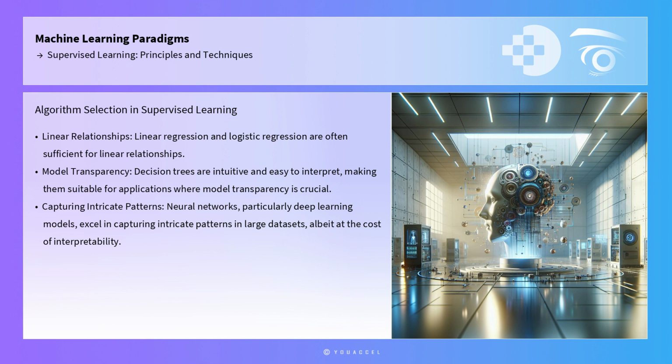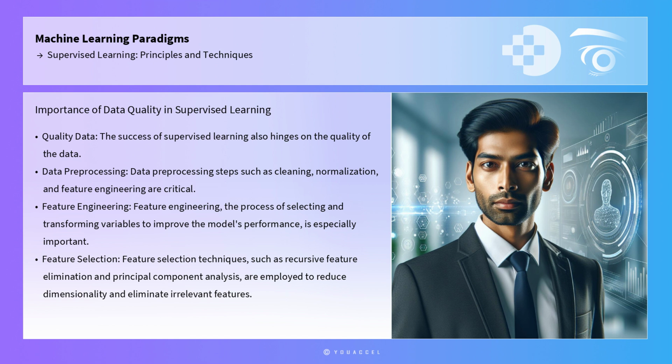The choice of algorithm in supervised learning depends on the problem at hand and the nature of the data. For linear relationships, linear regression and logistic regression are often sufficient. However, for more complex patterns, nonlinear models such as decision trees and neural networks are more appropriate. Decision trees, for instance, are intuitive and easy to interpret, making them suitable for applications where model transparency is crucial. On the other hand, neural networks, particularly deep learning models, excel in capturing intricate patterns in large datasets, albeit at the cost of interpretability.